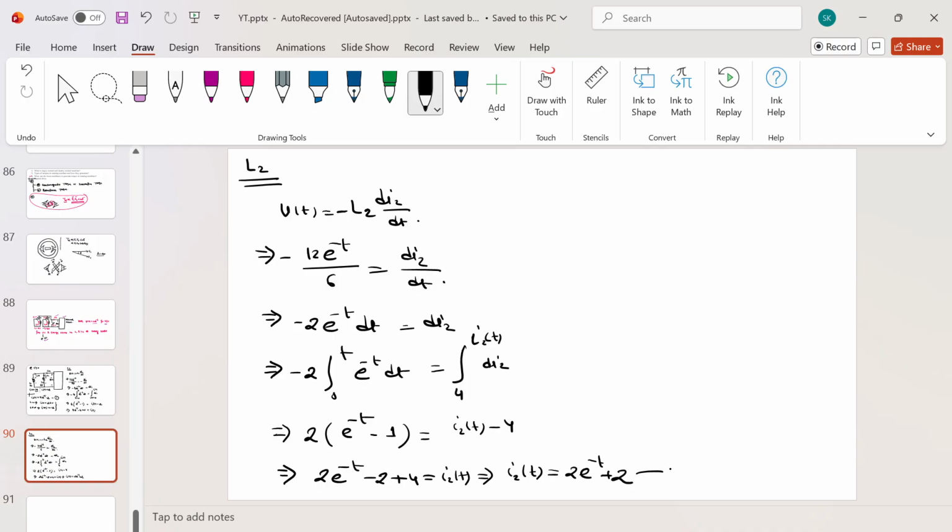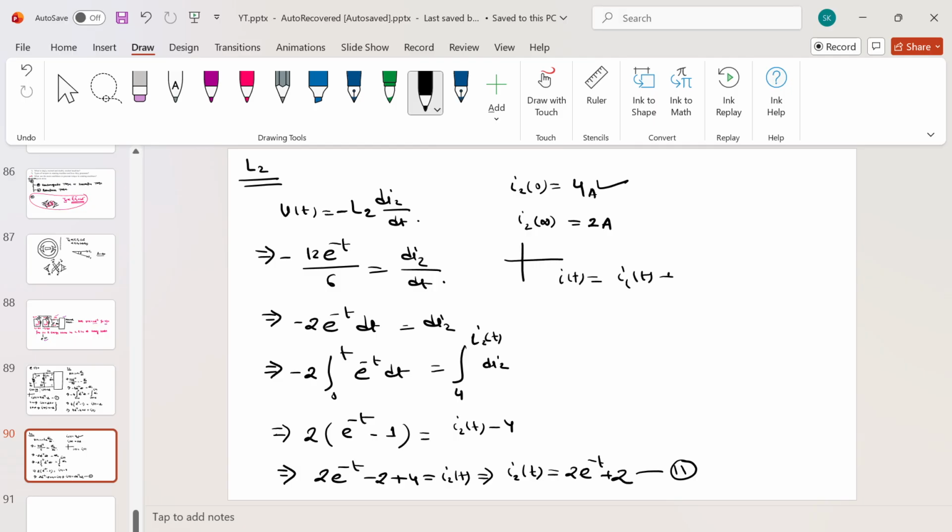Now from this equation, if you see I2 of 0, you will get 4, which is valid because the initial current must be 4, and at steady state the current is 2 ampere. Okay.